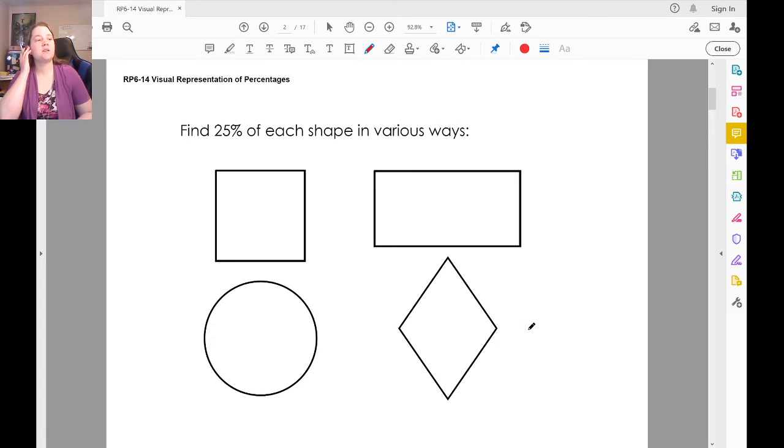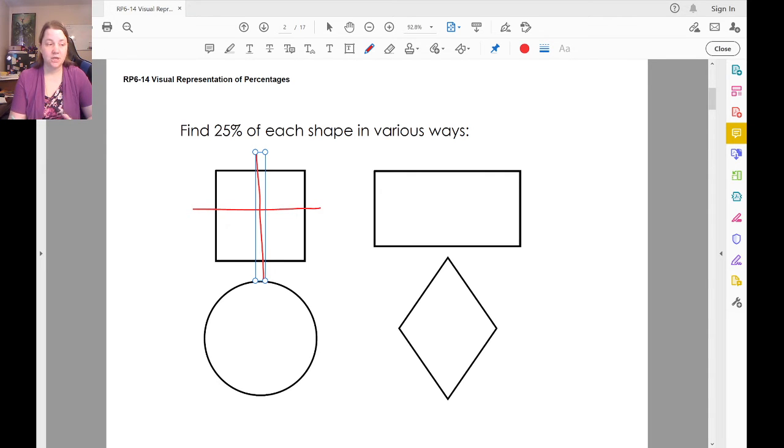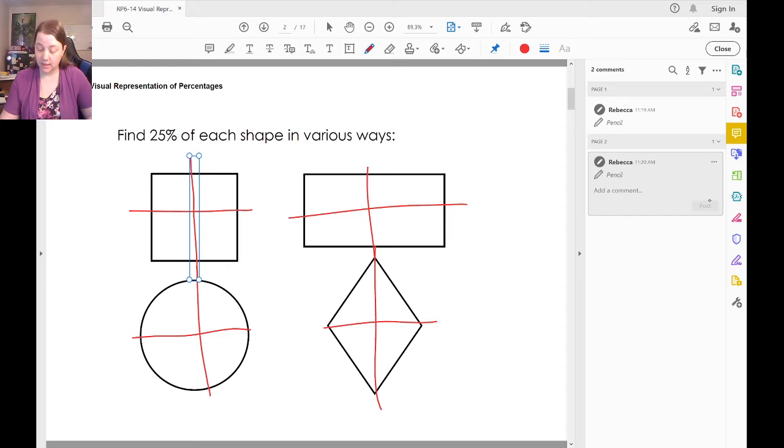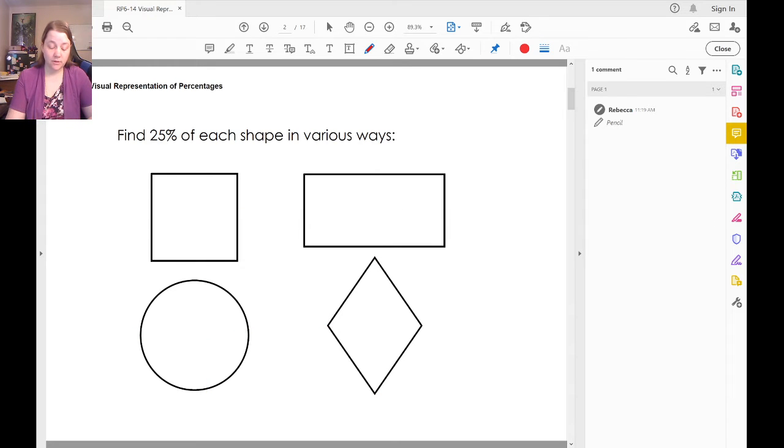They want you to find 25% of each shape in different ways. There's only so much I can do with what I'm here right now, but let's take a look, and we can see that we might cut the shapes with a T. That would work on this, that would work here, that would work here, that would work here. You might also go ahead and cut it a different way.